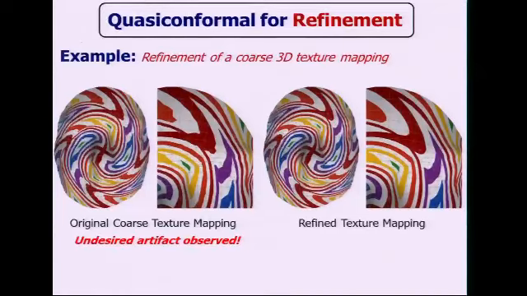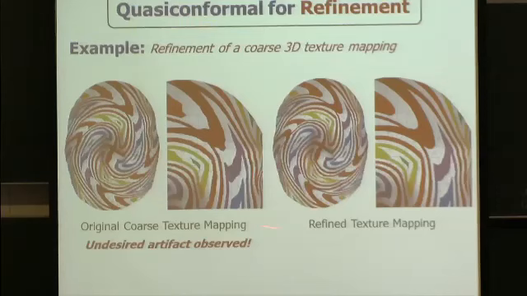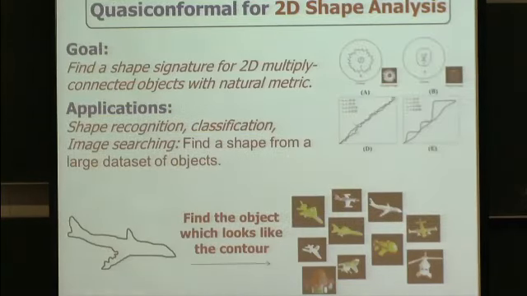the surface. Because the diffeomorphism or the texture mapping is very coarse, you can see that there are a lot of undesired artifacts on the surface, on the texture. But if we use the refined texture mapping, you can see that the texture is much better. So this is one of the applications in computer graphics, but not quite related to medical imaging. Okay, so this is about how we can use quasi-conformal geometry to do different types of processing of the diffeomorphism.